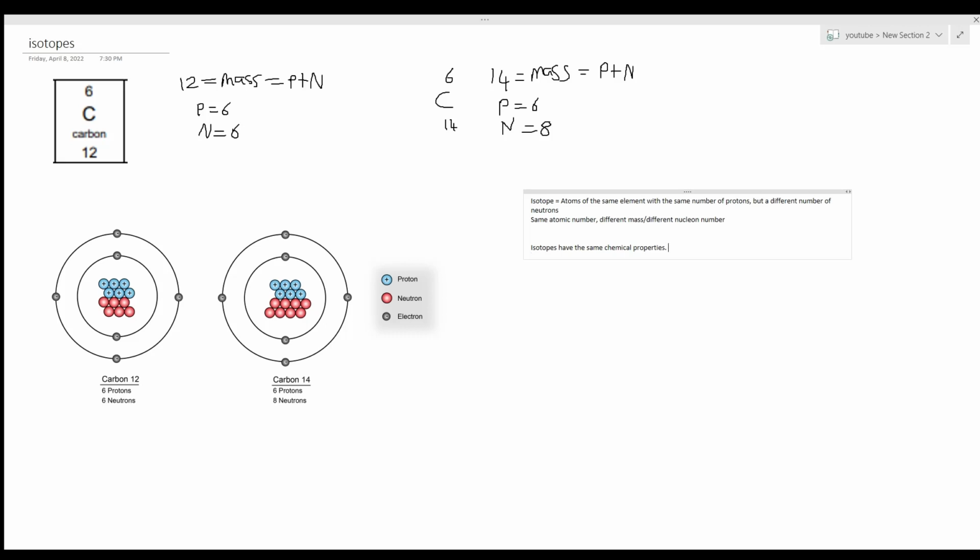This is because they have the same number of outer shell electrons, because the number of electrons does not change when you have different isotopes of the same element, only the number of neutrons. Okay, now we know about isotopes, we know about ions, and we know about electronic structure. Let's finish off this video with a little question.